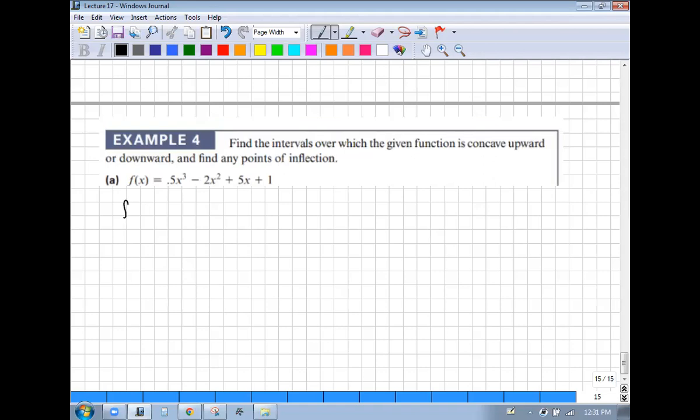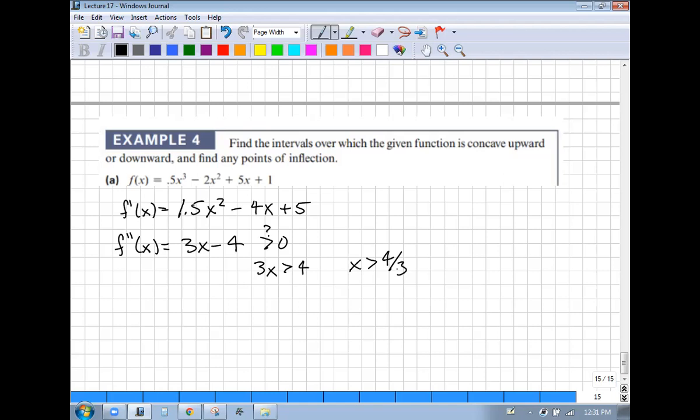Well, first off, we need to get the second derivative. First derivative, see, 0.5 times 3 would be what, 1.5? And then 2 times 2 is 4. There's our first derivative. So our second derivative would be 3x minus 4. So when is this positive? Well, it's positive whenever 3x is bigger than 4, or when x is bigger than 4/3, right? So that's when it's concave upwards.